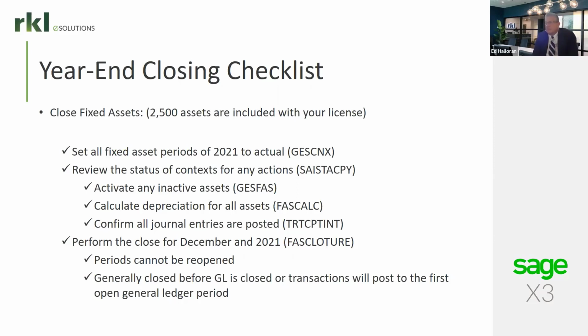You want to review the status of context for any actions you need to take. And there's usually 3 of them here, so I've listed them out. You'll want to activate any inactive assets.